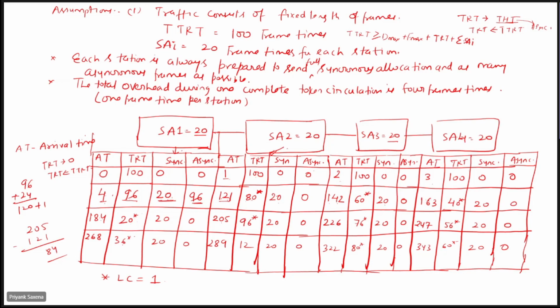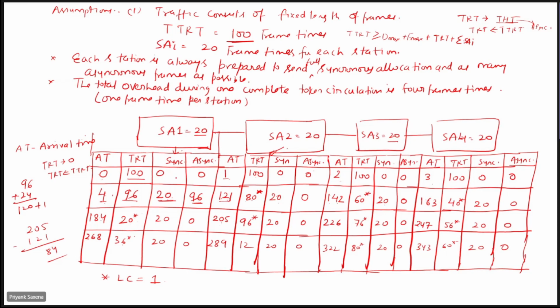Now we have also assumed that during the first trip, during the first round, no station has transmitted any frame. OK, so you see, the arrival time here is 0. TRT is what? TRT is initialized to the TTRT value, right? So TRT will be initialized with the TTRT value. What is TTRT? The maximum time, right?